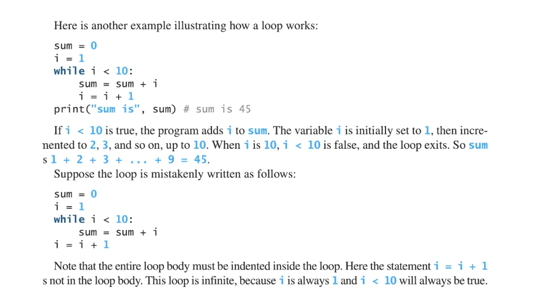Suppose the loop is mistakenly written as sum is equal to 0, i is equal to 1, while i is less than 10: sum is equal to sum plus i. That is, here i is equal to i plus 1 should be consistent with the indentation, but here it is not indented, so it will generate an error. So note that the entire loop body must be indented inside the loop. Here the statement i is equal to i plus 1 is not in the loop body. The loop is infinite because i is always 1 and i is less than 10 will always be true.